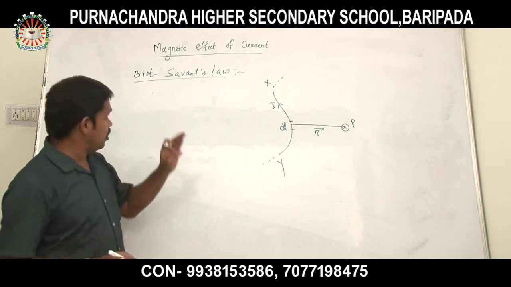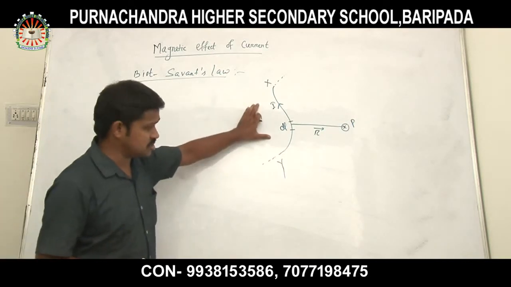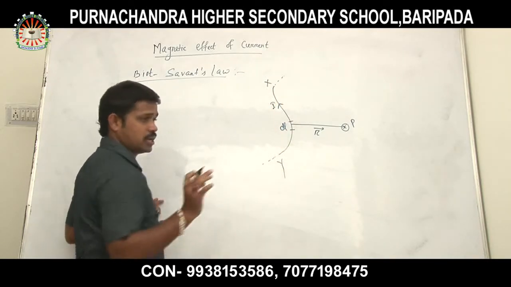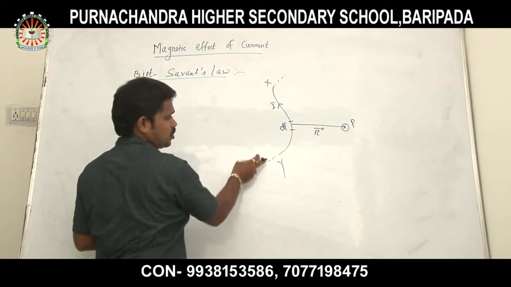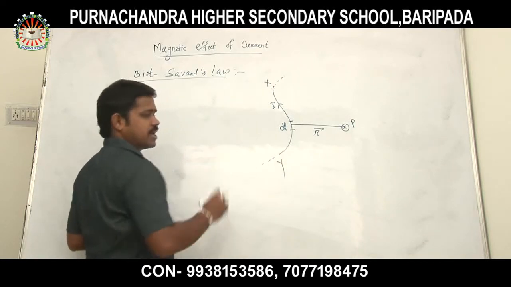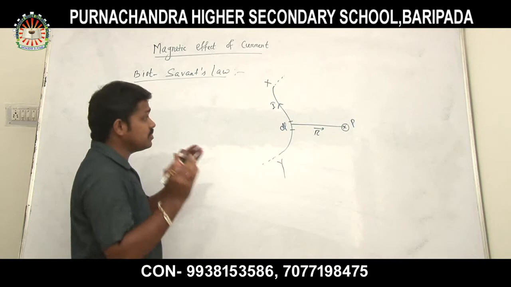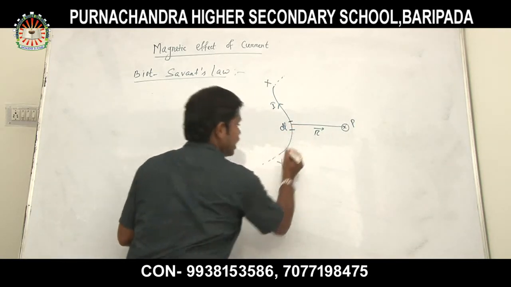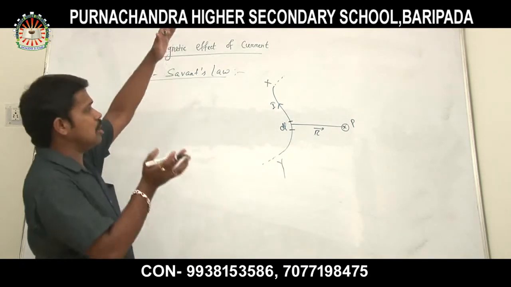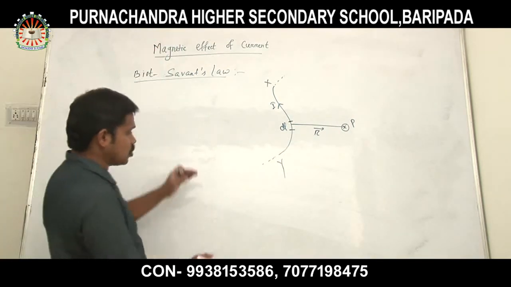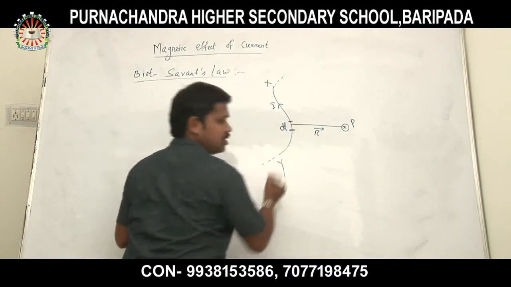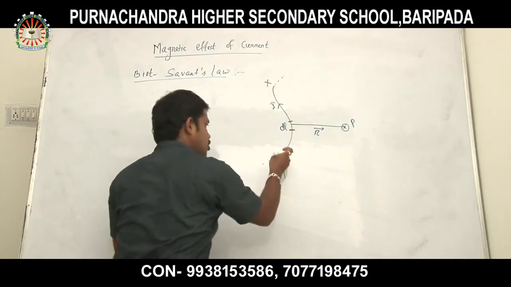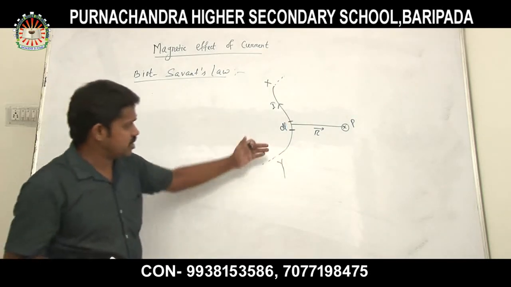Look, before going into the Biot-Savart's law, let us discuss this figure. I will take a current carrying conductor first of all. The conductor is XY, an infinite conductor. Since it is infinite, we cannot find out the whole length of the conductor, so we will take a very small element dl. dl is the small element belonging to this conductor XY.